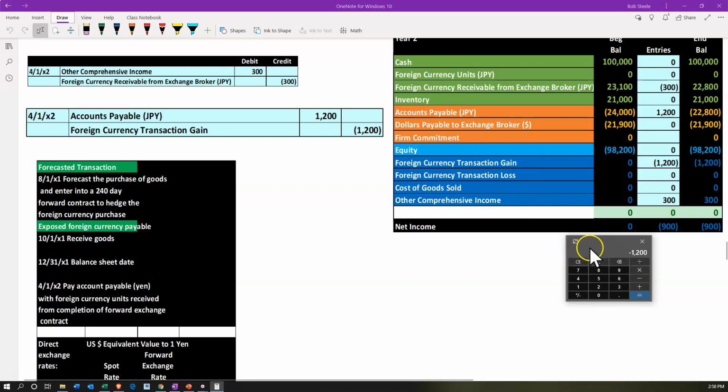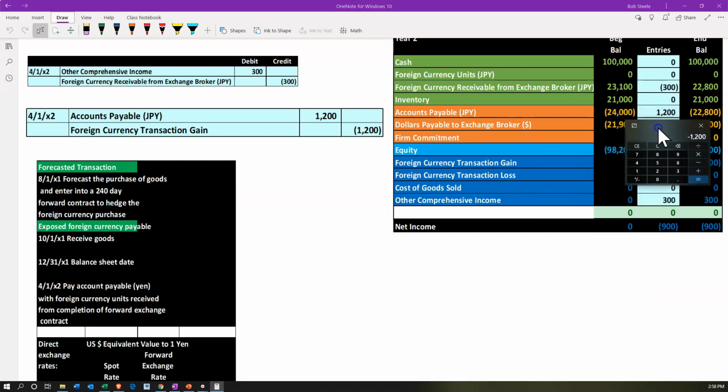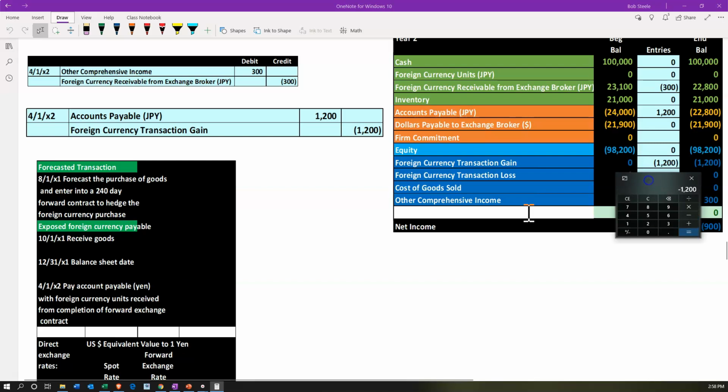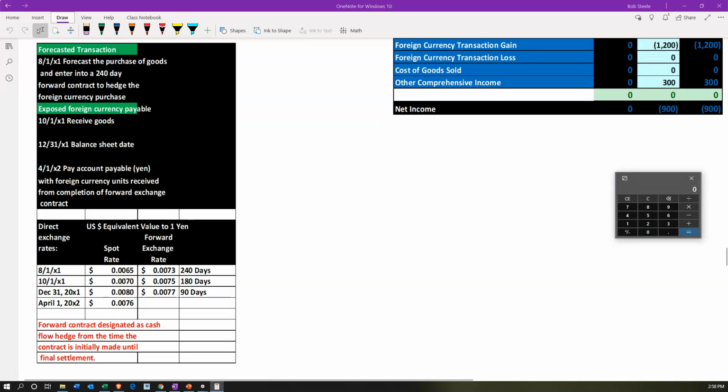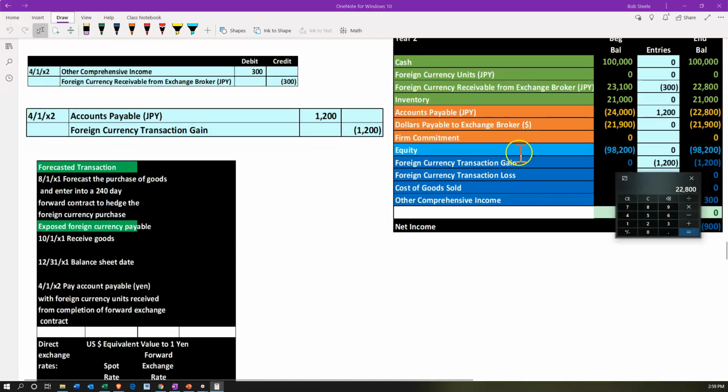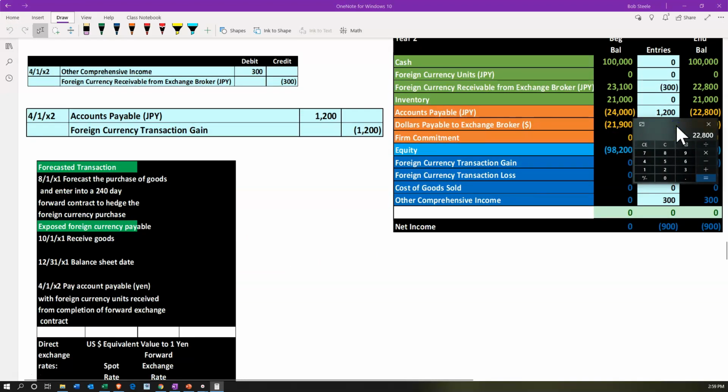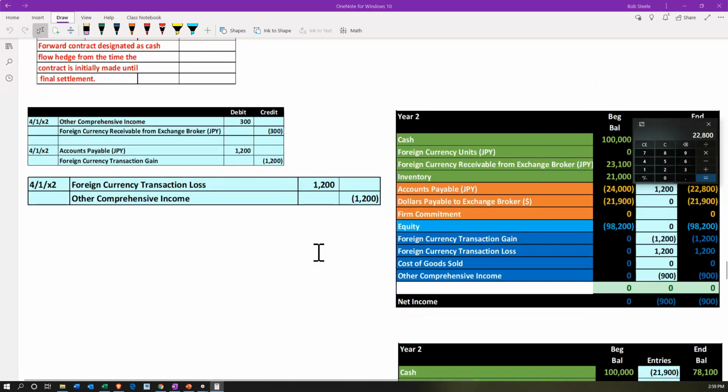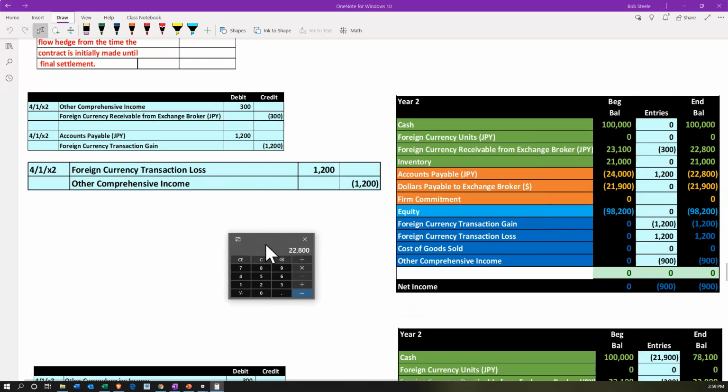So then we have the accounts payable. The accounts payable recorded at that 22.8 now, and then we have the gain. That 22.8 is once again calculated as the 3 million times the 0.0076, that then being the 22.8. That represents the fact that we're going to pay 3 million yen, which happens to be $22,800. Okay, so next item that we're going to have is that moving that we talked about of the gain to other comprehensive income.